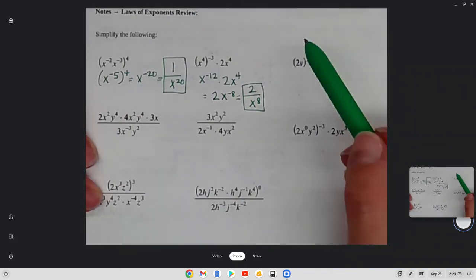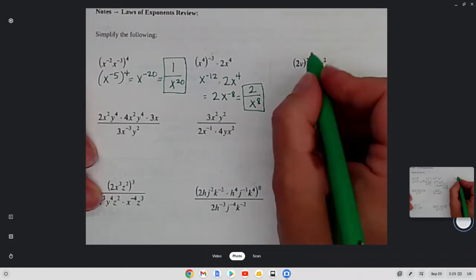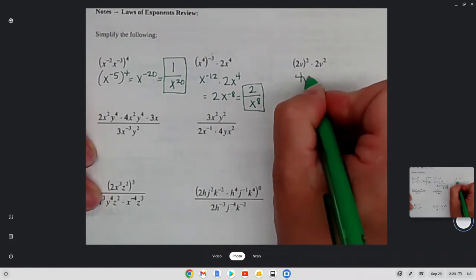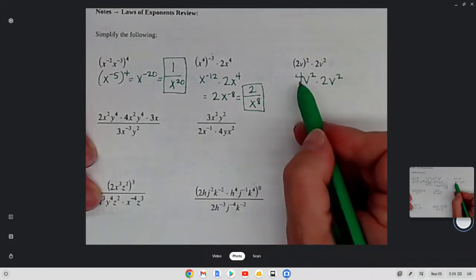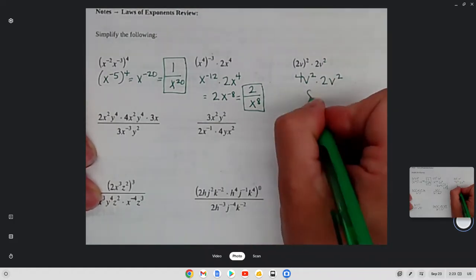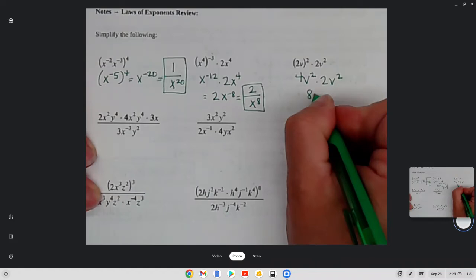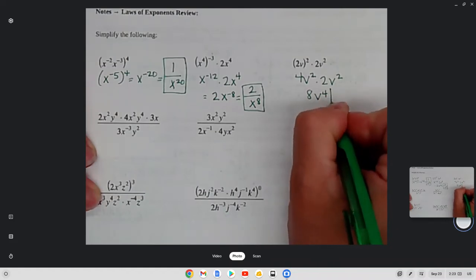Next one. Again, I'm going to distribute this in here. So this becomes 4v squared now times 2v squared. I can multiply the 4 and the 2 in the front to get 8. And then v squared and v squared, v to the 4th. There we are.